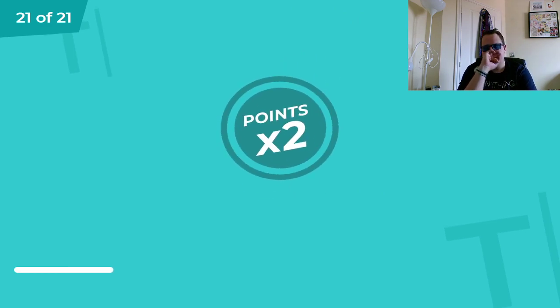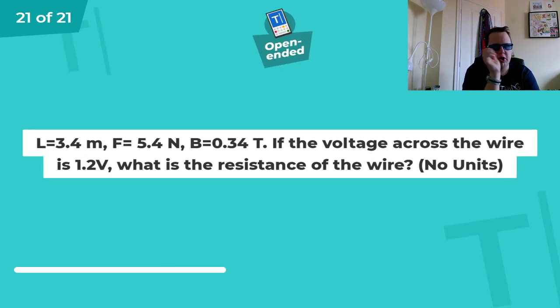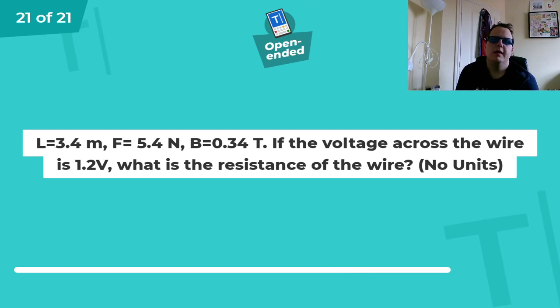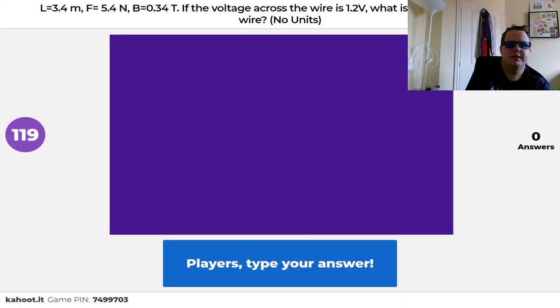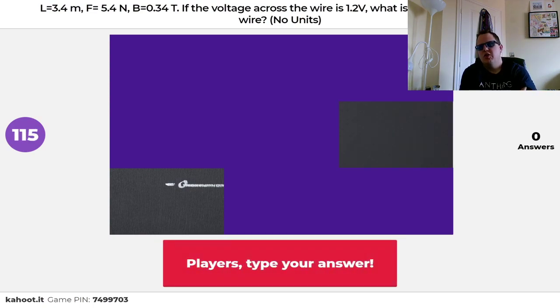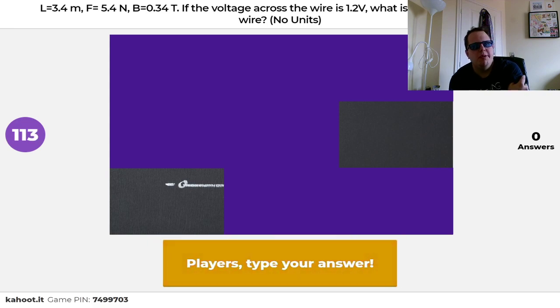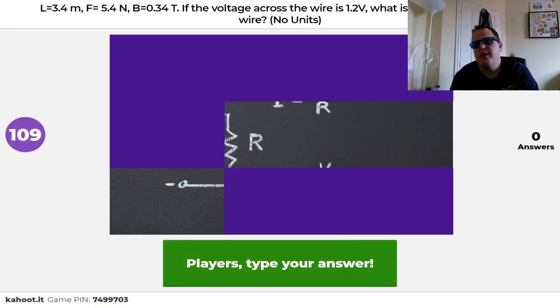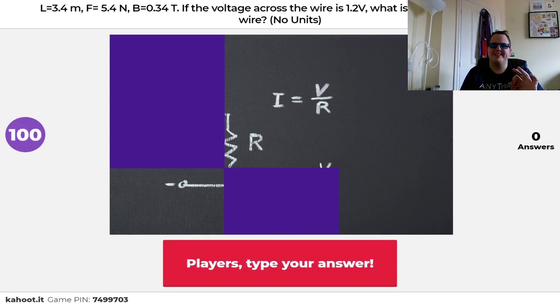Right, last question then. This is more involved. You've got more time because it's a trickier question. You've got a length of wire, 3.4 meters. It's experiencing a force of 5.4 newtons. It's got a magnetic field of 0.34 Tesla. If I measure the voltage across the wire, I get 1.2 volts. What is the resistance of the wire?